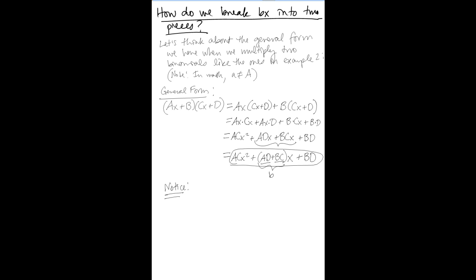So in this example, our capital A times capital C is equal to lowercase a. Remember, we had things written out as lowercase ax squared plus lowercase bx plus c. That was our general form. That's the coefficient on the x squared. Our coefficient on the x is this capital AD plus capital BC, so we can see clearly where the two parts are. And this BD here is our lowercase c.